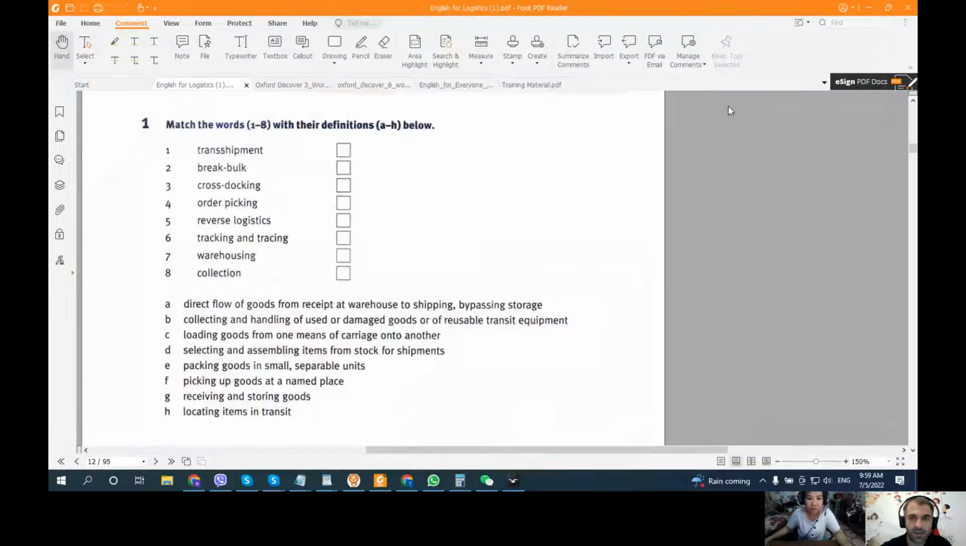Okay. So we are going to continue where we stopped on our previous class. Just one moment. Okay, I will find our documents. Okay, now let's see. Can you see my screen? Yes, I can see. Okay, so we need to match the words with their definitions below.